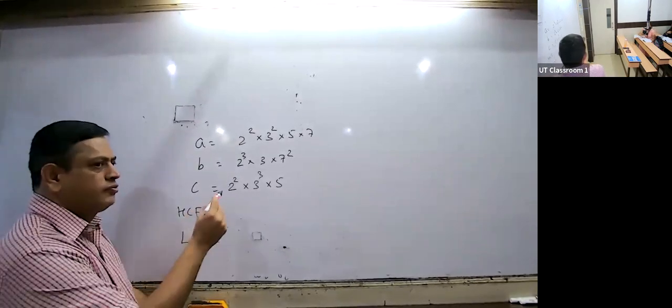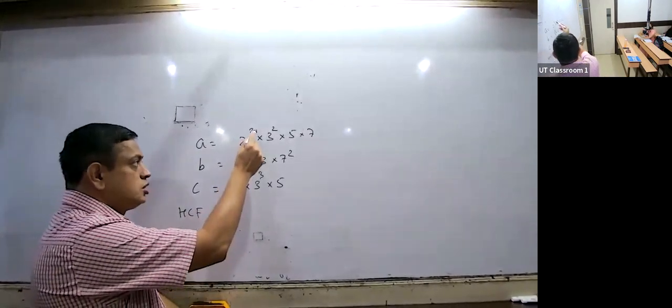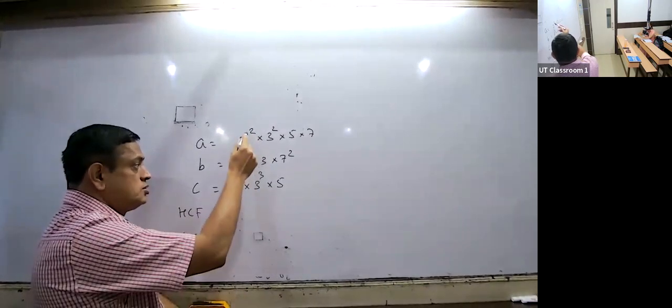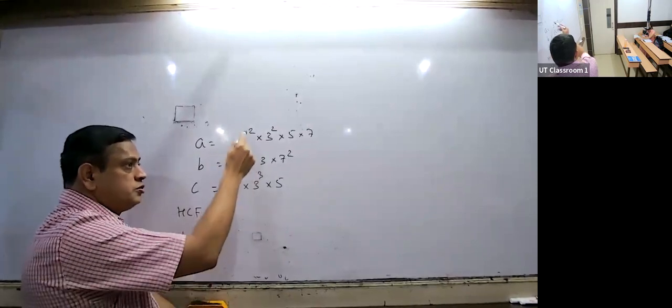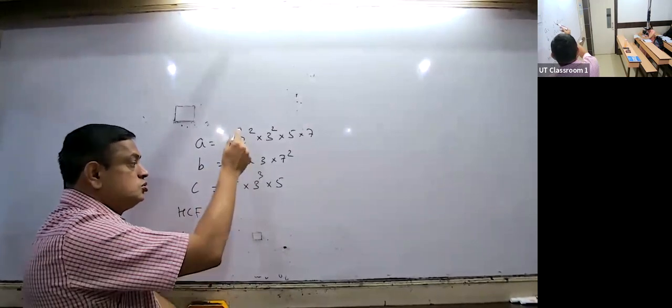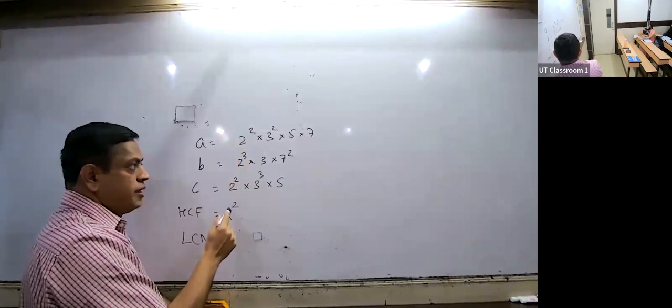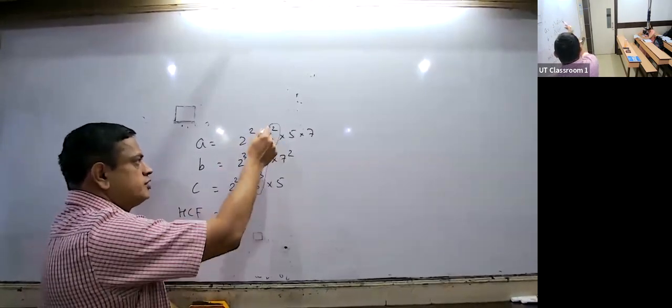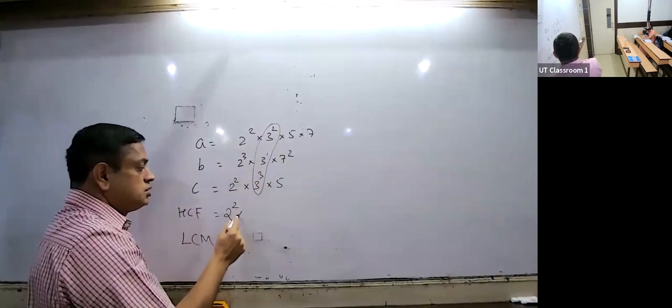Look now, I tell you once again. Those who don't know, check this: LCM means check these three numbers. Which is the smallest power of 2? 2, therefore 2 squared, it should be common. Then this one, what is the smallest power of 3? 3 raised to 1, means 3.